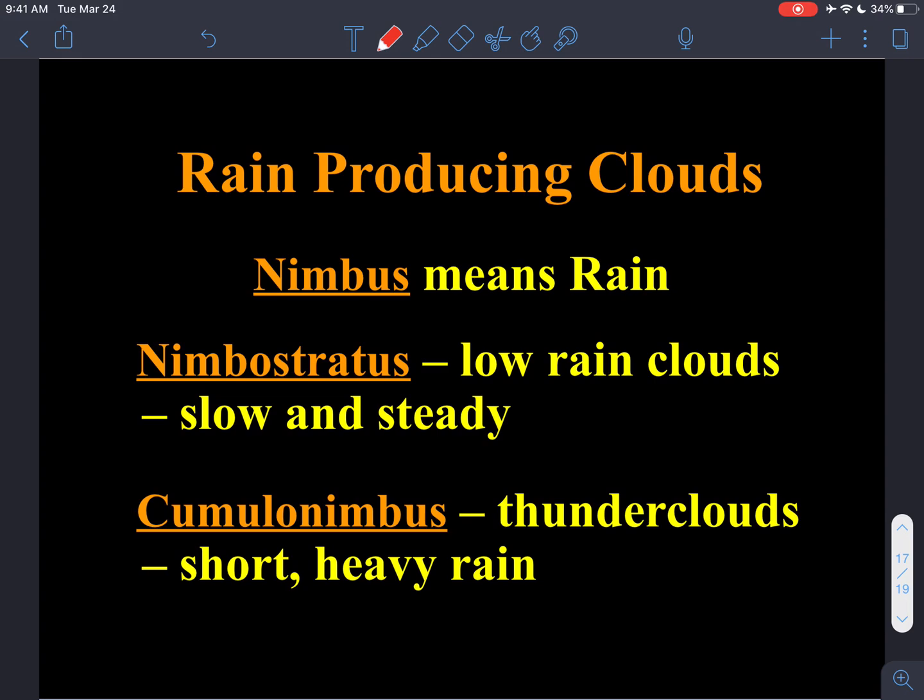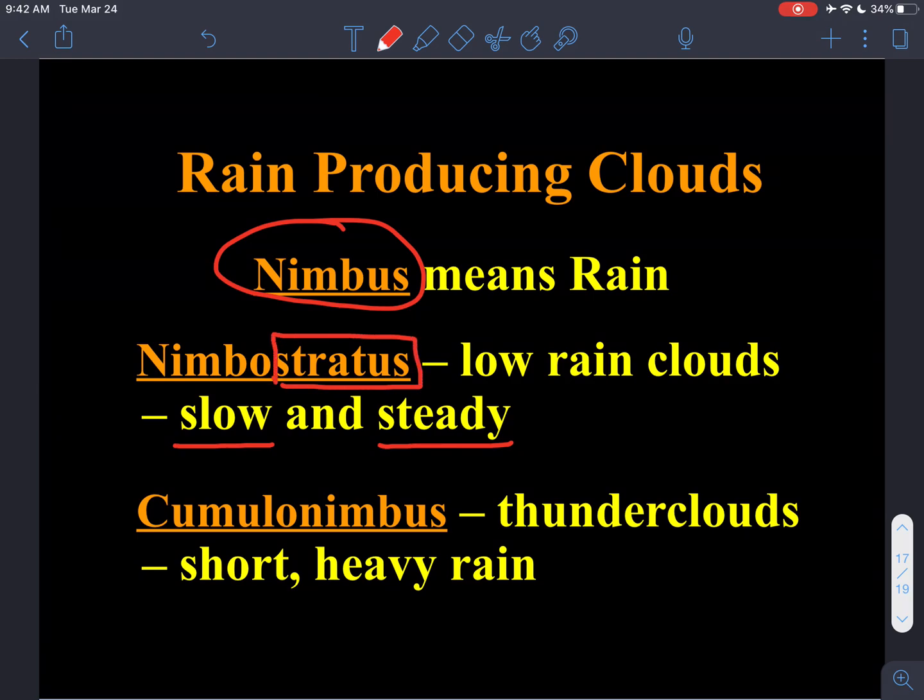Now, if clouds produce rain, we also have another name for them. So nimbus means rain. So let's say you have low rain clouds. Usually that causes slow and steady rain. We would say that they were stratus clouds, but if we add nimbo to the front, they become nimbostratus. So nimbostratus clouds are low rain clouds, slow and steady rain.